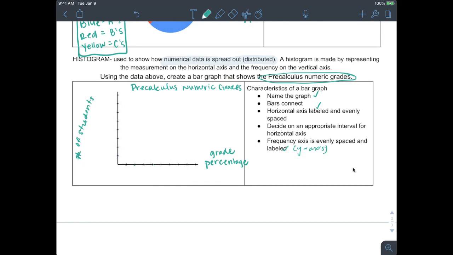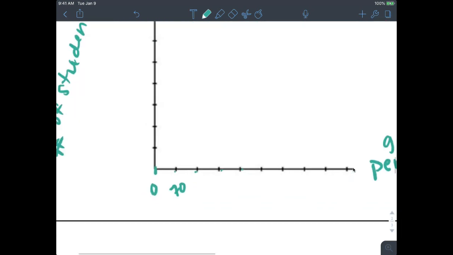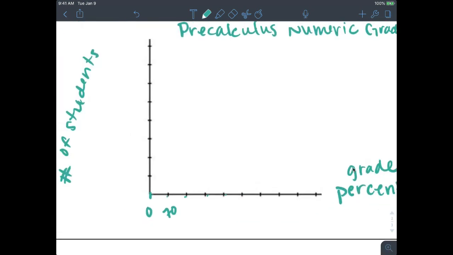So right here represents 0, but I want to skip all the way to 70. So I'm going to put a little squiggly line, and that just means I'm going to skip a bunch of numbers till 70. Okay, so I have 70. This one is going to represent 75, so I'm going to count by fives. 80, 85, 90, 95, 100 percent.